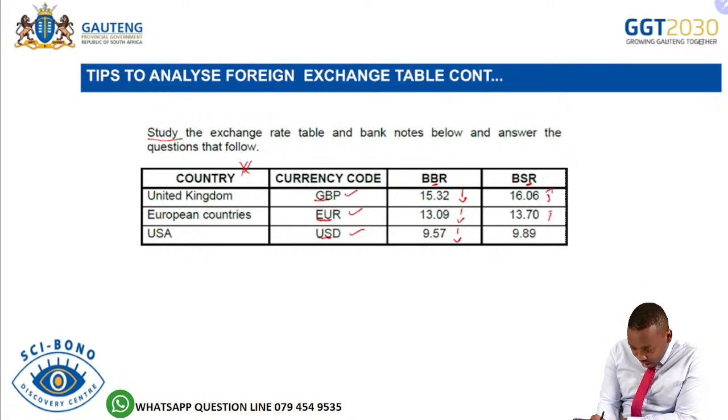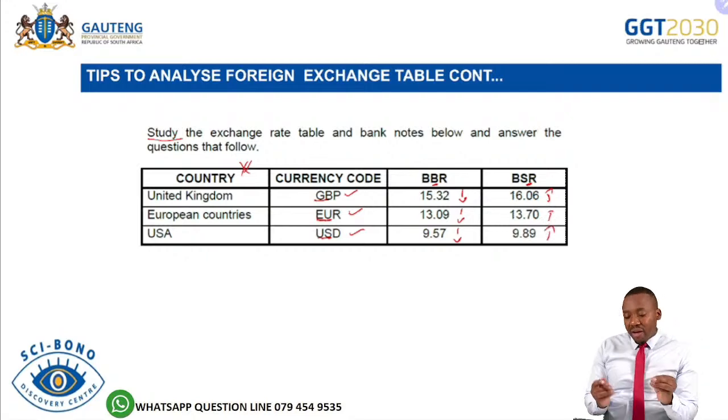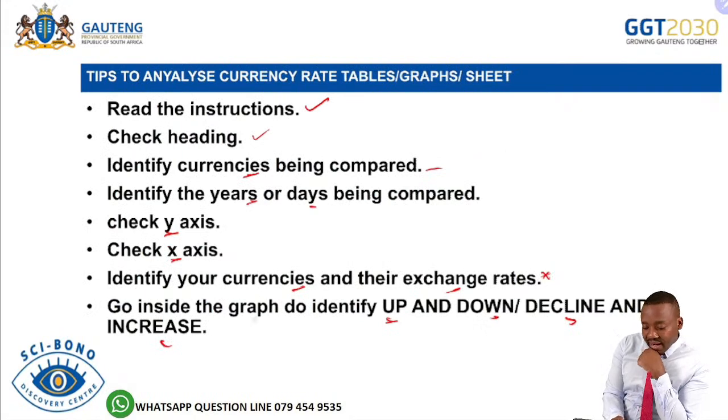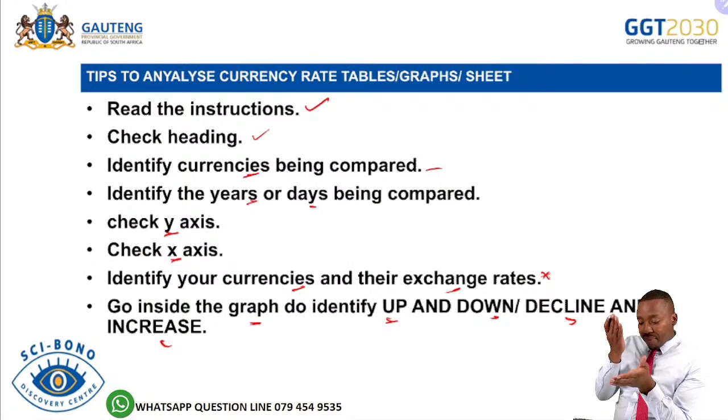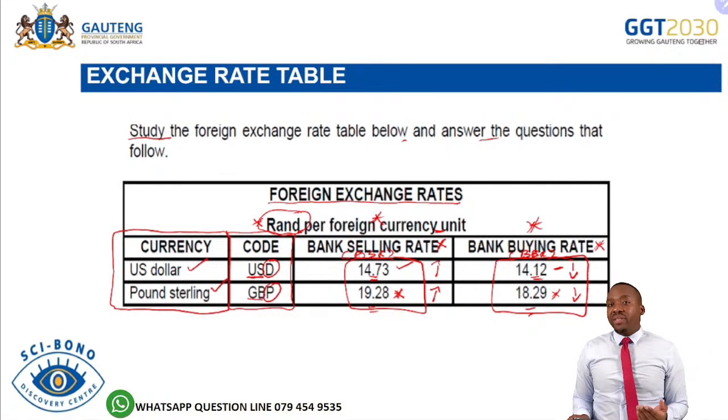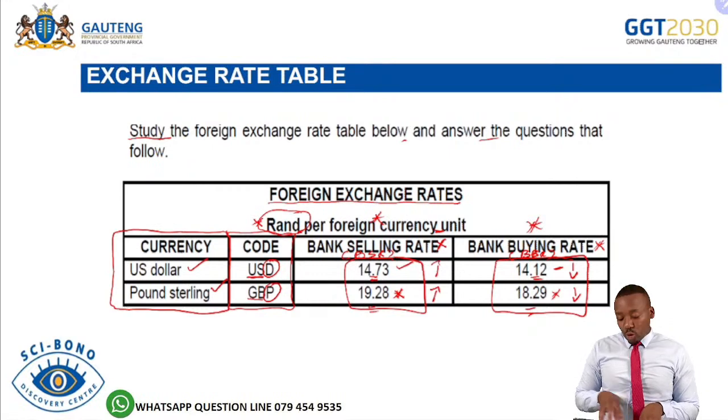Again, the same thing here. Why do we have this? So on that tip, as you saw, I said, go inside the graph to identify the up and down, or the decline and increase. So this is like this for a reason. Why would you open a business? You are opening a business so that you can be able to make what?